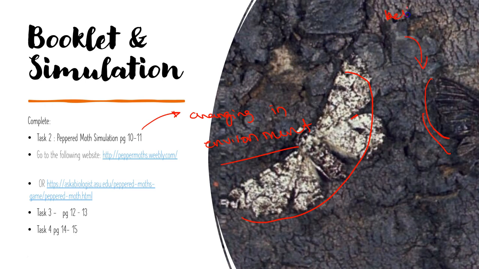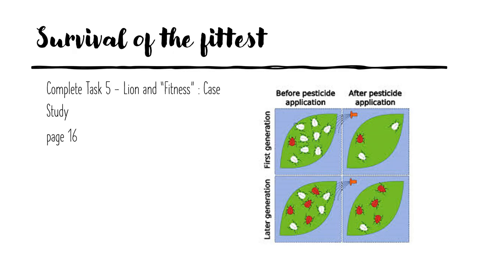So the black moths have a better camouflage for the new environment, so they're less able to be seen by the predators, by the birds. So these white moths, which are clearly visible, tend to be eaten more. So they are eaten more frequently. So over time, the frequency of the different colors of the moths in the population changed.